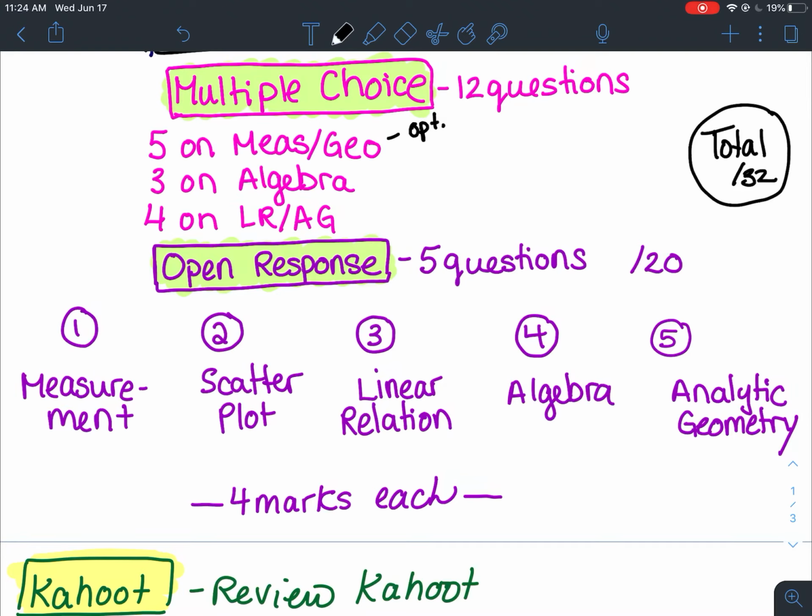So it's a bit shorter than a regular exam, obviously, but that's just to give me time to mark it and also just to give you time to complete it. So it's a fairly short exam.